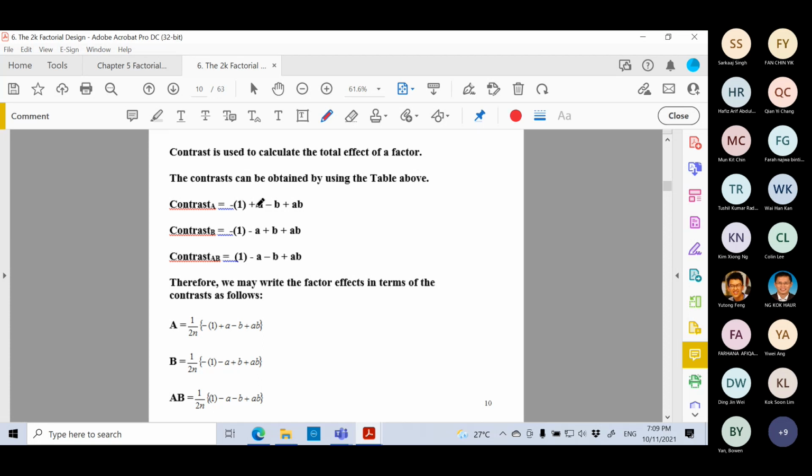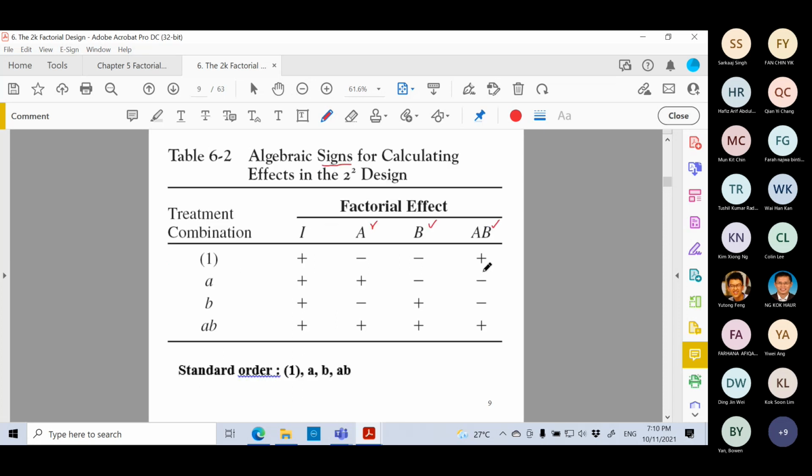So you have minus 1 plus A minus B plus AB. For the contrast B, it is minus 1 minus A plus B plus AB. And the contrast for AB will be given by this. Okay, so when we want to write the contrast, if you can form the following table here, even though you have a 3 factor, 4 factor, 5 factor, and so on, if you form the plus minus signs following the standard order, then easily you can calculate their effect.